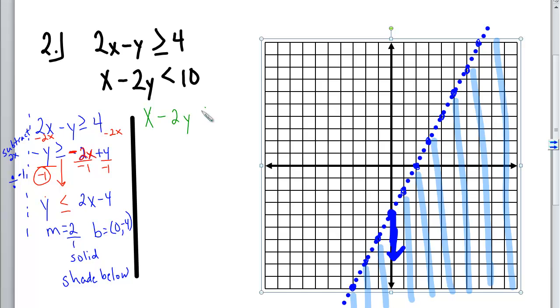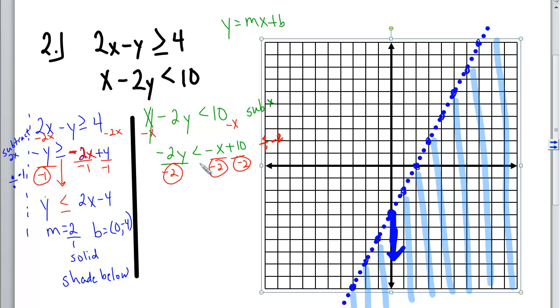x minus 2y is less than 10. Subtract x from both sides. This leaves us negative 2y is less than negative x plus 10. I always want to try to put this in slope-intercept form, which is y equals mx plus b, so the x term will come first. Divide everything by negative 2. And because we're dividing by a negative, we need to flip the inequality symbol the other way.